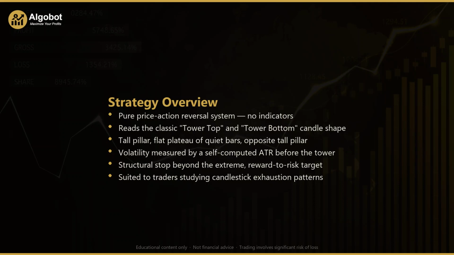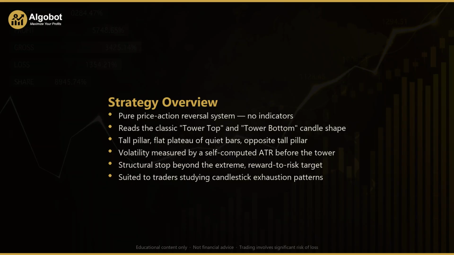First comes a tall left pillar, a wide-bodied candle that thrusts price into a fresh local extreme. In a downward move, that's a big red candle carving a new low. Next comes the plateau, a run of several small, tightly contained bars where the push stalls and the market hesitates. This is the resting base, the moment of indecision after an extended drive. Finally comes the tall right pillar, a wide-bodied candle that fires back in the opposite direction and closes clear of the plateau, signaling that the earlier thrust has been overturned.